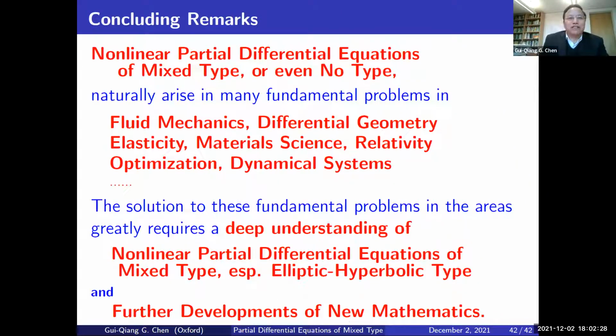So I hope I have convinced you that nonlinear partial differential equations of mixed type, or even no type, naturally arise in many fundamental problems in fluid mechanics, differential geometry, elasticity, and other areas. The solution to those fundamental problems greatly requires a deep understanding of nonlinear PDEs of mixed type, especially elliptic-hyperbolic type, and requires further development of nonlinear mathematics. So I stop here. Thank you very much for your attention.